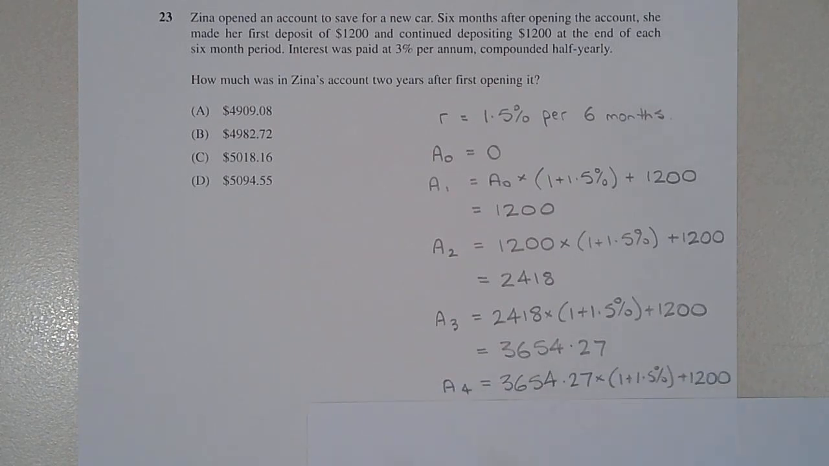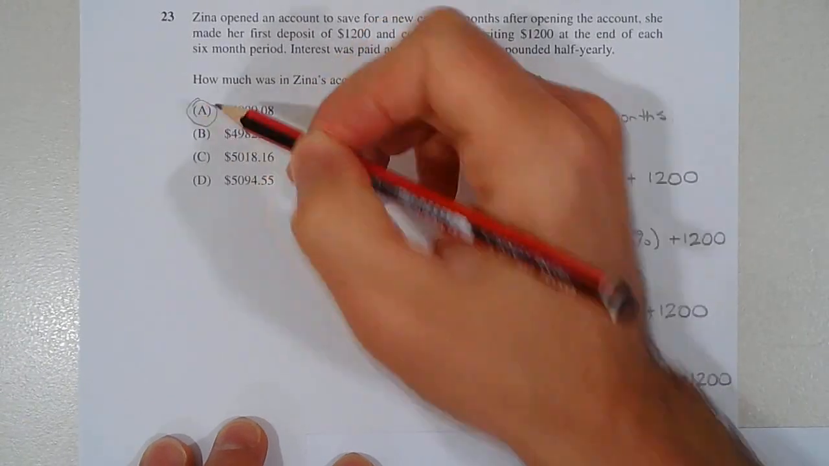Now let's work out how much Zena has at the end of 2 years. So after 4 compounding periods, we take what we have at the end of A3, so at the end of the third compounding period, $3,654.27 multiplied by 1 plus 1.5%, so that increases this amount here by 1.5%. And then Zena deposits another $1,200, and at the end of 2 years she has $4,909.08. So the answer is option A.